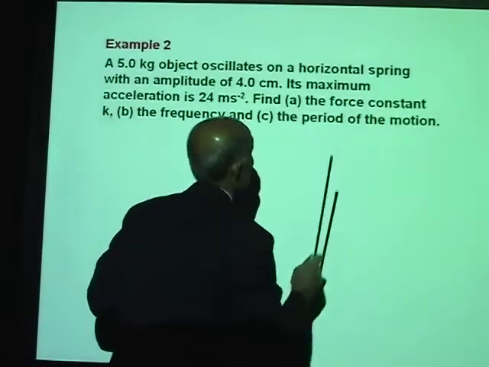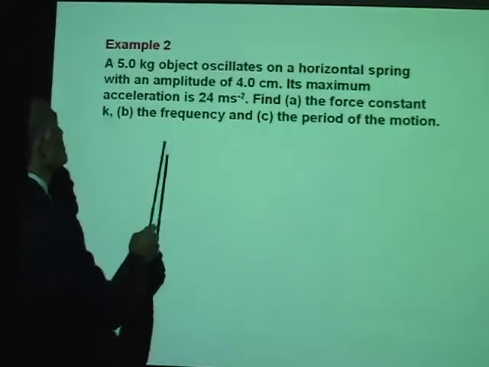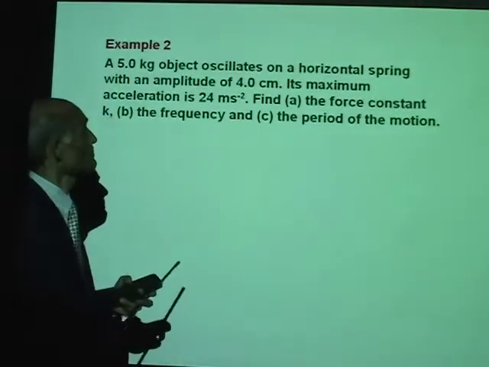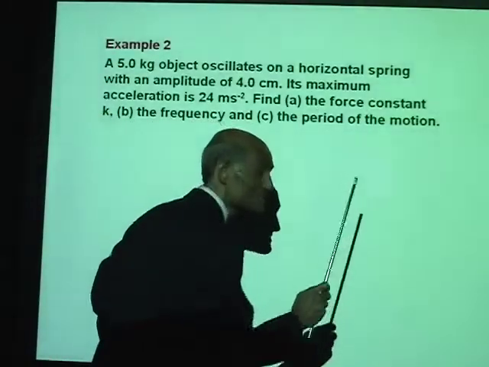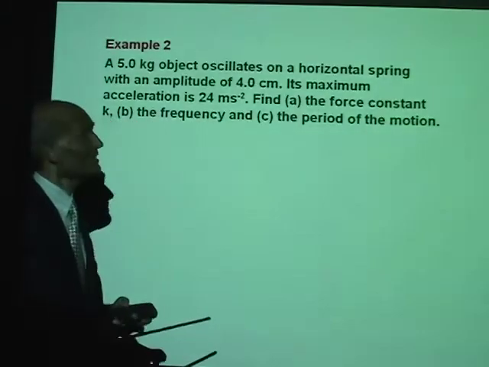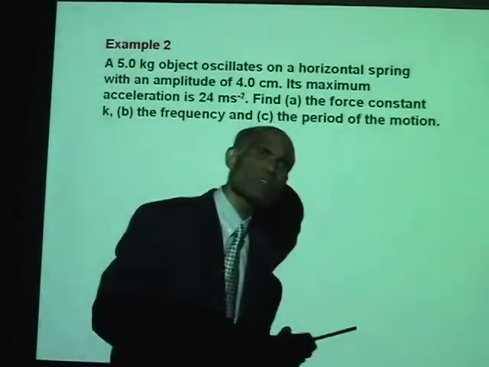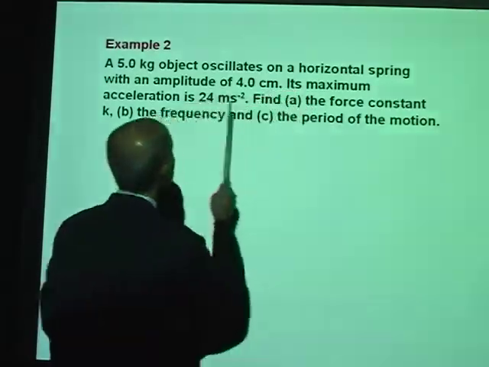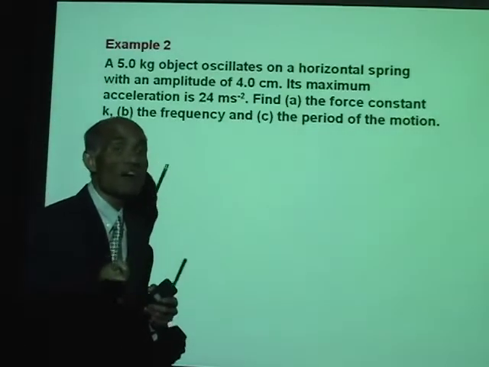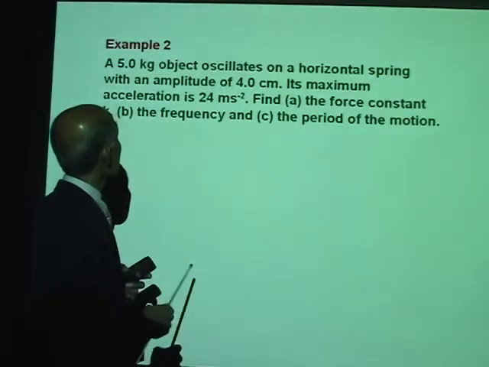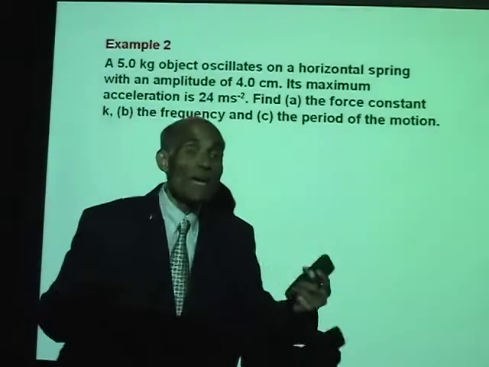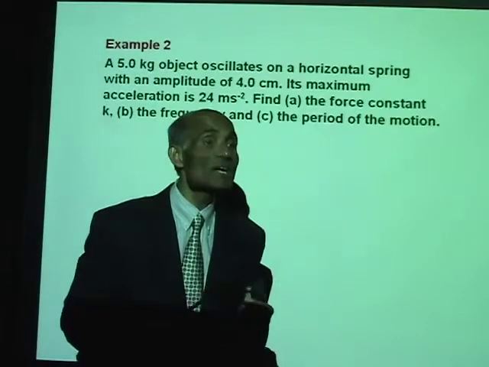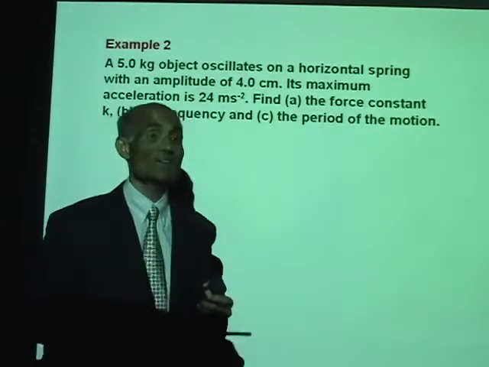Find A, the force constant, B, the frequency, and C, the period. You've got to find the force constant K. Okay. Can you suggest to me a method? How do we find K? Well, I just gave you a method by which you can find your omega. And omega, if you know the equation for omega, you know it contains K.